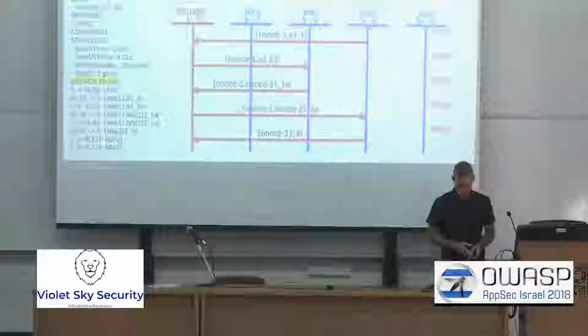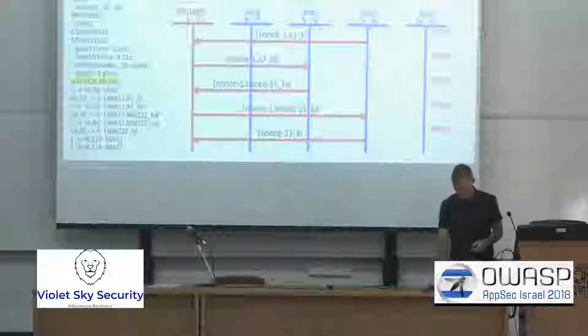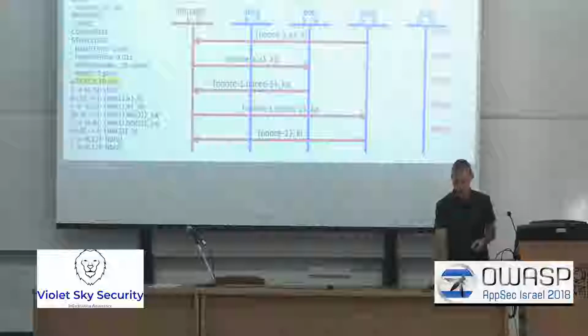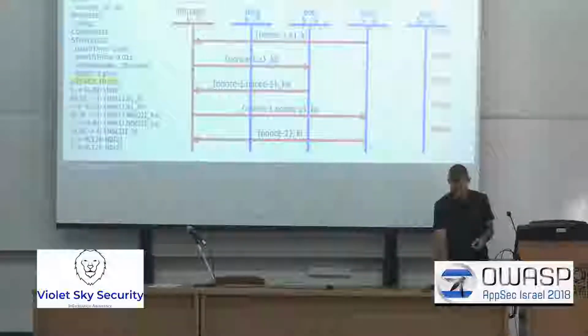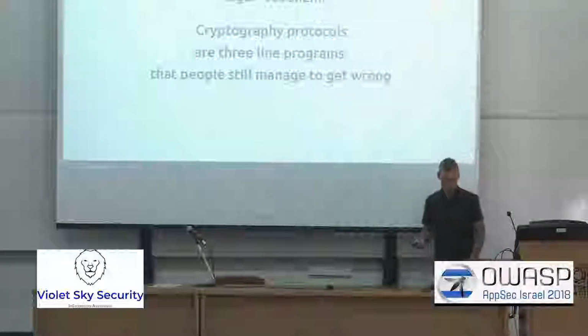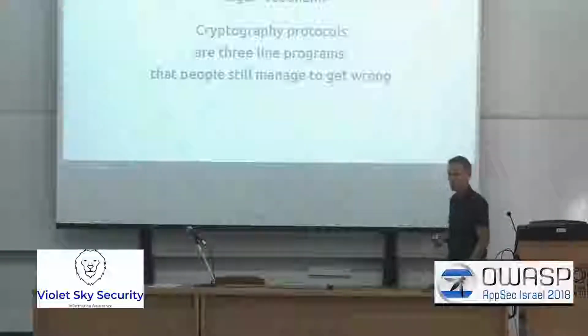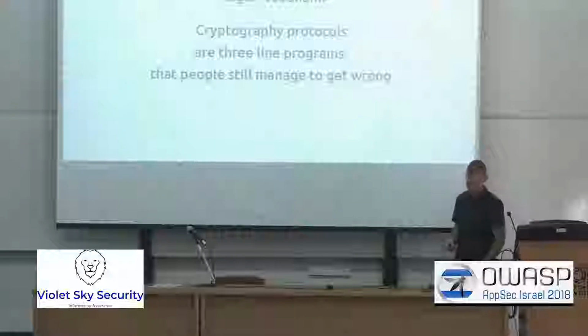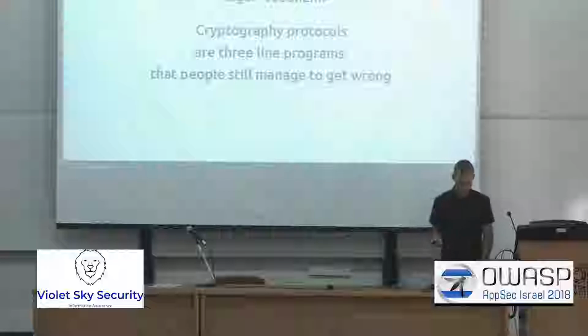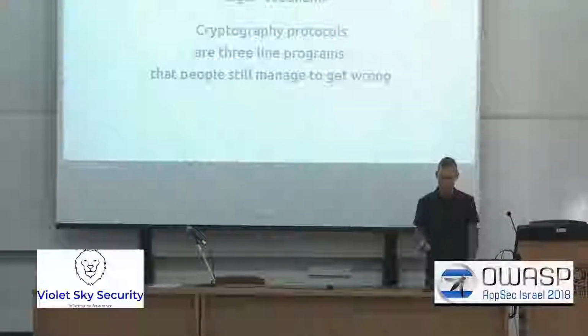Okay, so this is the break, and this is how we can find it using tools. We'll see a demo later on. Roger Needham, a very famous cryptographer, created several other protocols after that. And he said this quote: "Cryptography protocols are three-line programs that people still manage to get wrong."